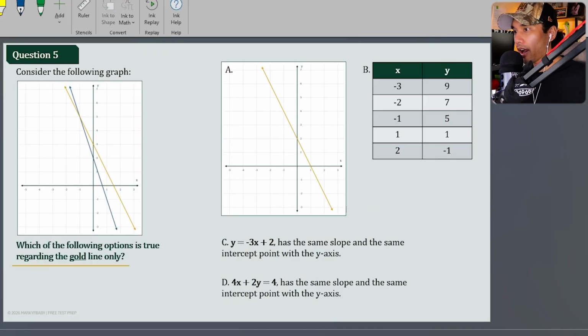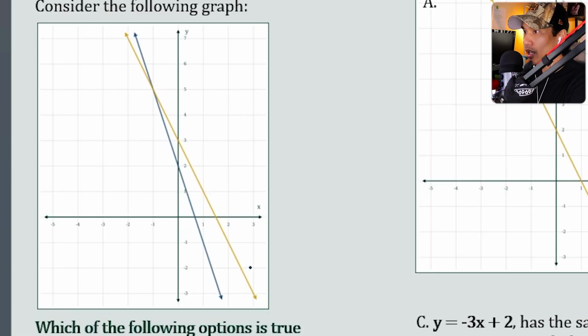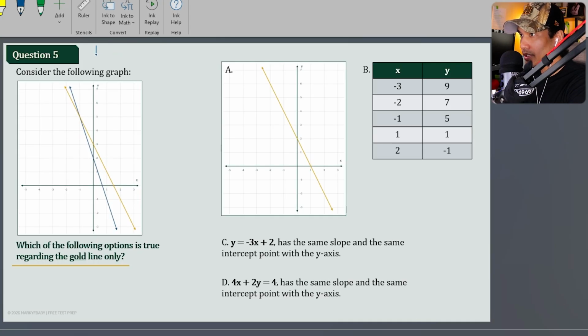Consider the following graph. Which of the following options is true regarding the gold line only? So there are 2 lines here, and the only line I need to focus on is the gold one. Okay? So I do see that there is a y-intercept at 3. So I'm just going to write that down. B equaling 3. And I do not know the rise over run, but I know that this is a negative slope because it falls from left to right.